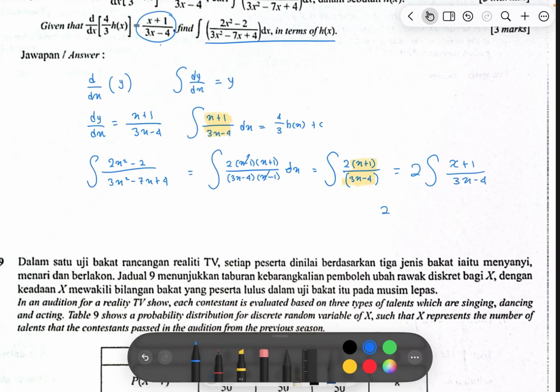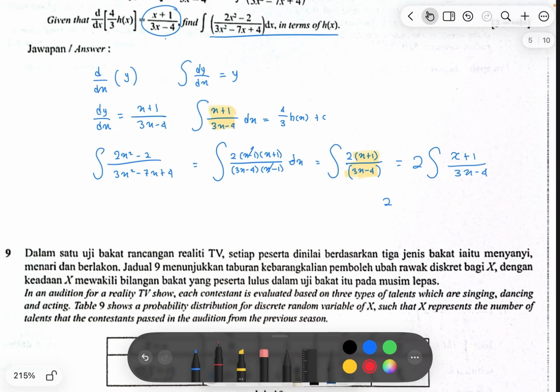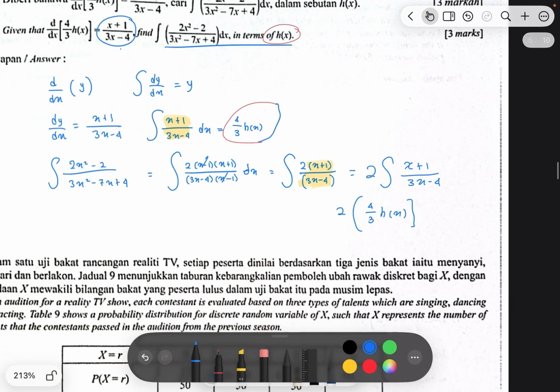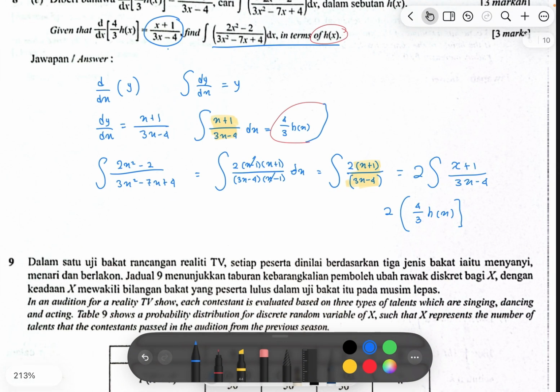So I take 2. And since they want to express it in hx, so this is hx. So I'm going to bracket 4 over 3 hx. Okay? Why did I put plus c? My bad, guys, my bad. This is equal to hx. And then because we integrate it, then plus c. Correct me if I'm wrong, okay? A over 3 hx plus c. So this is the final answer.